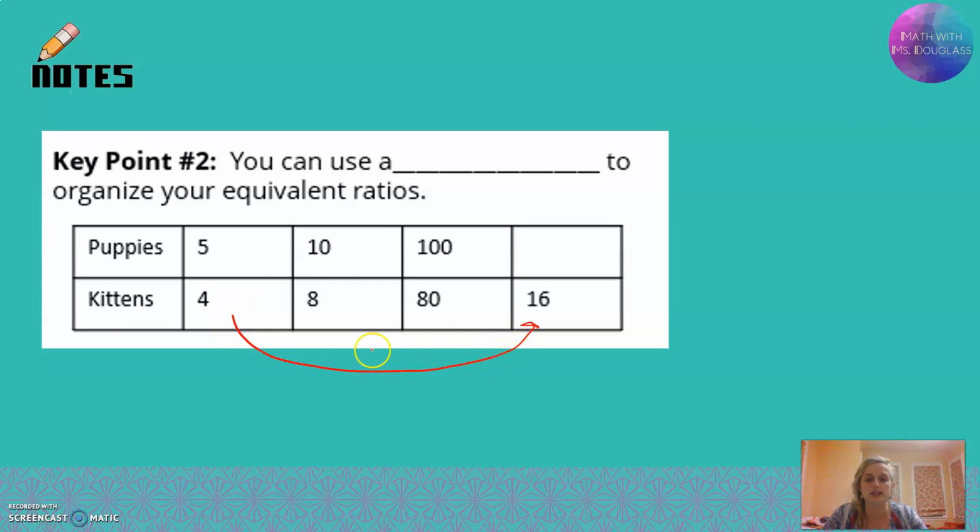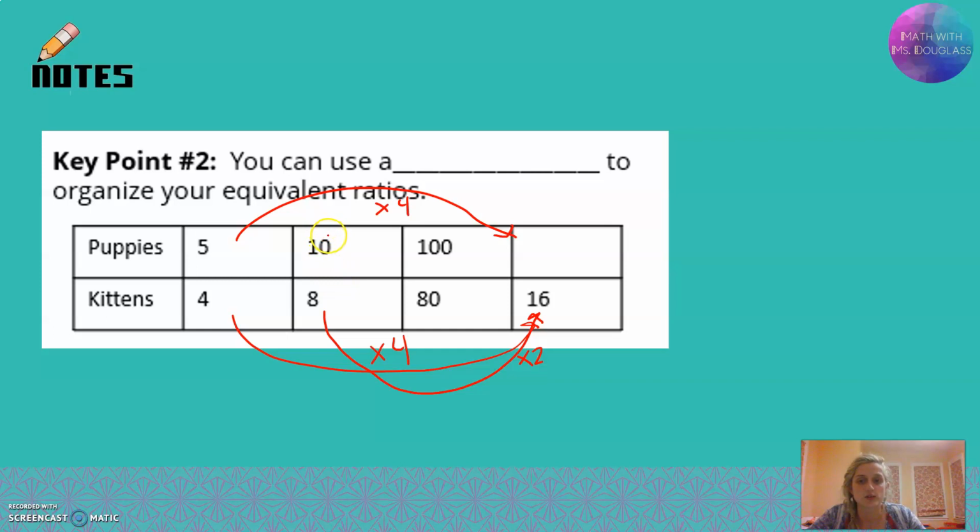Yeah, 4 times 16, I know that one. 4 times 4 equals 16. So I'm going to have to do 5 times 4 to get my number of puppies. Maybe you didn't see the 4 to 16, but you're like, oh, I know if you double 8, if you do 8 times 2, that's 16. That's fine. You can use that one as well.